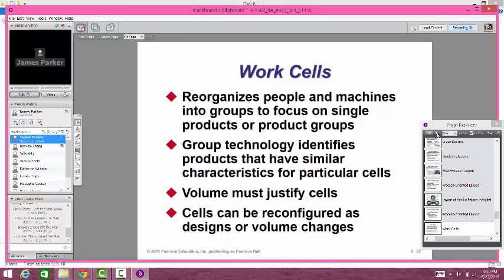Work cells. Yep, group technology. If you're going to set up a work cell for, say, welding or something like that, you have to do a substantial amount of it to justify the use of it and the dedication of resources. But you might have, say, a wood production work cell and a welding work cell, depending on what you're manufacturing.